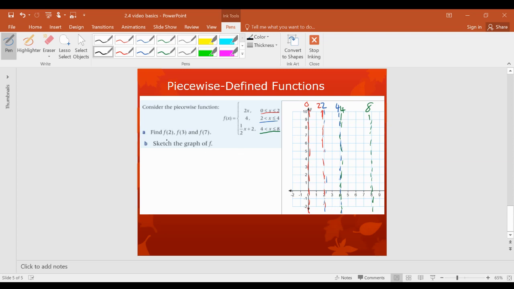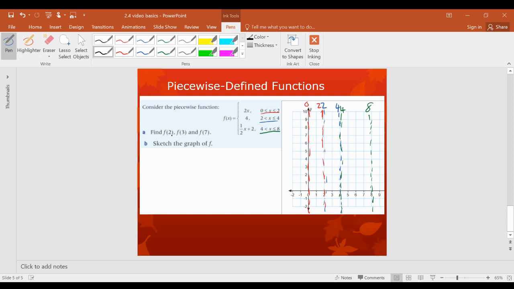So for the first part, evaluating a function here, f of 2, f of 3, f of 7, we really need to understand what a piecewise defined function is. To take a look at this, we see this function has three pieces. And the pieces are defined as a function paired with a domain. So in this case, the first piece of my graph is just y equals 2x. And that's just going to be the function when the input is between 0 and 2.